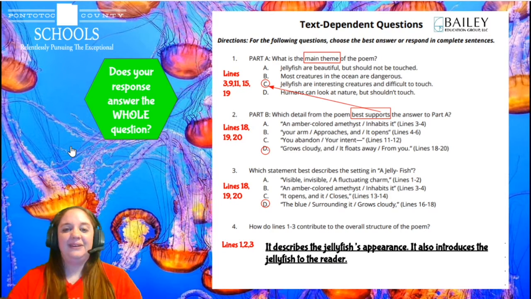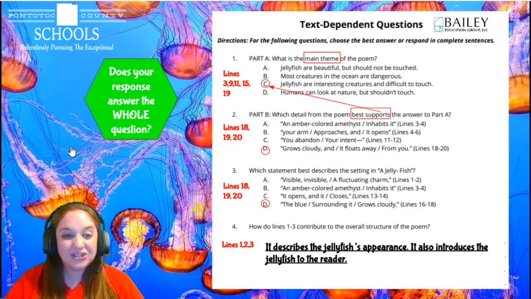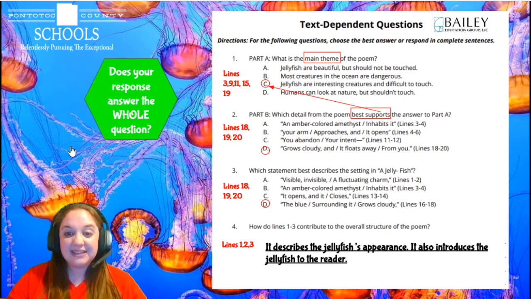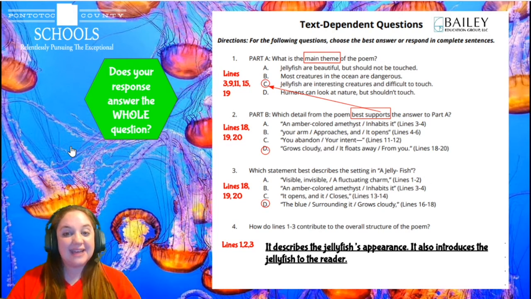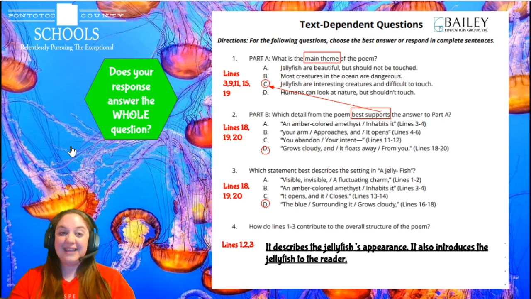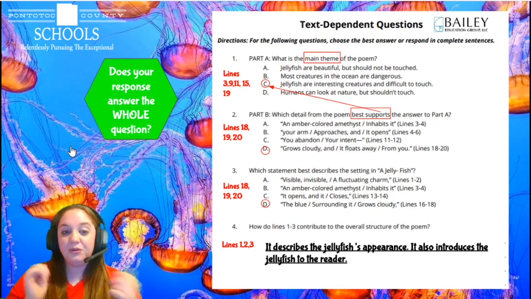Let's look together. We can use lines 1, 2, and 3 to find out how the author describes the jellyfish's appearance. It also introduces the jellyfish to the reader. Remember that the overall structure is how the information is organized or ordered. We can see in these lines that it's organized to show us exactly how the jellyfish looks and to introduce us to the jellyfish before reading the rest of the poem. This is very important for us to know exactly what we will be reading. Make sure that your answer always answers the whole question and that you use complete sentences.